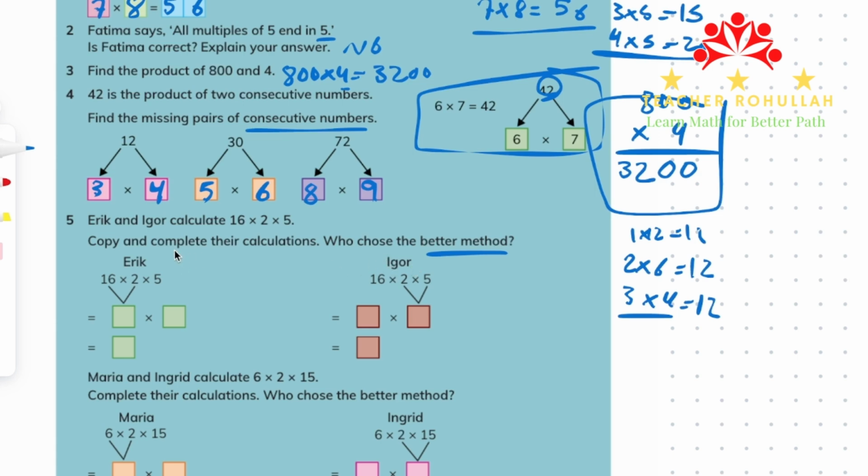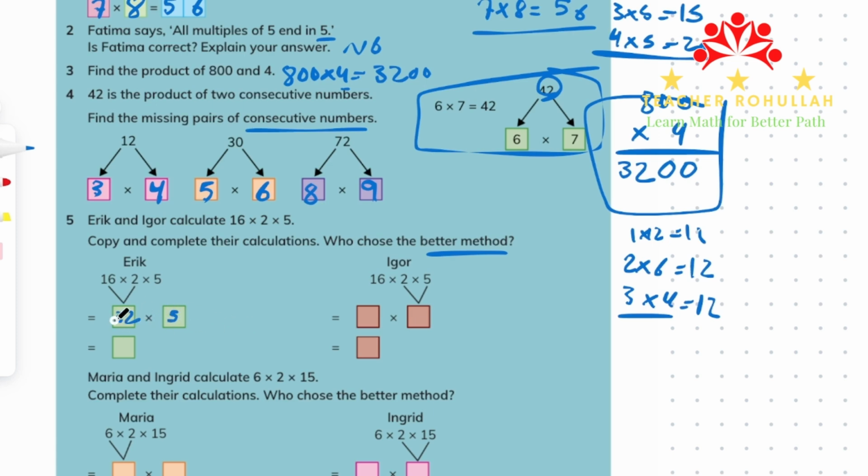Let's first do it for Eric. Eric has first multiplied 2 and 16 and then multiplied the product with 5. So 2 times 16 is 32, and again it's multiplied by 5.